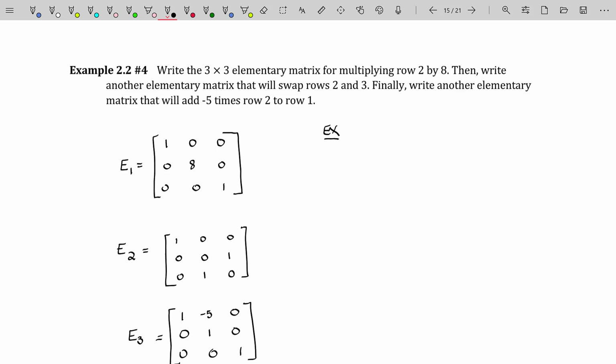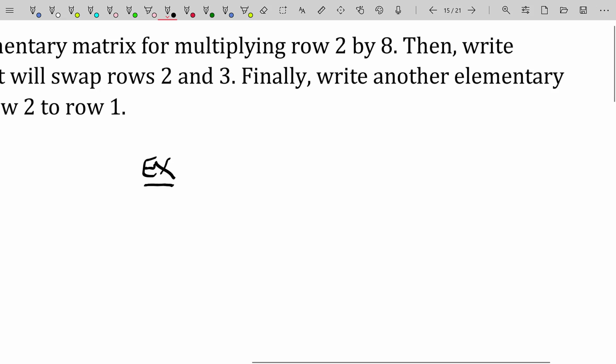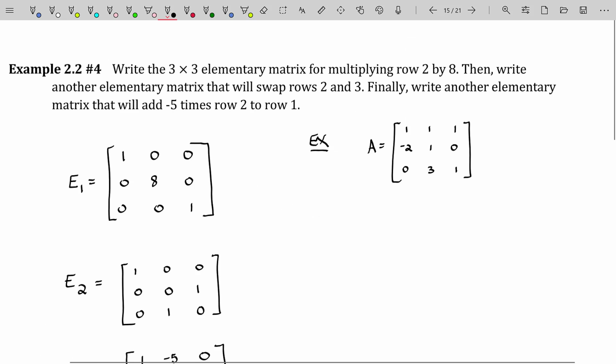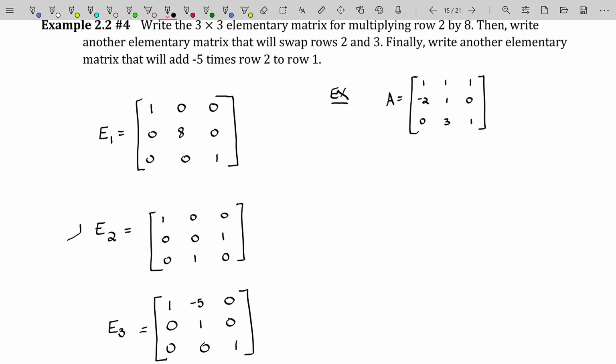By the way, that matrix multiplication has to be from the left. For example, if I said, I have this matrix A, and the matrix is just make it 1, 1, 1, -2, 1, 0, and 0, 3, 1, something like that. It doesn't really matter. It's not that big of a deal. The main thing I want for right now is to have it be 3x3. If I multiply it by E2, remember what E2 did to the identity matrix? It swapped rows 2 and 3.